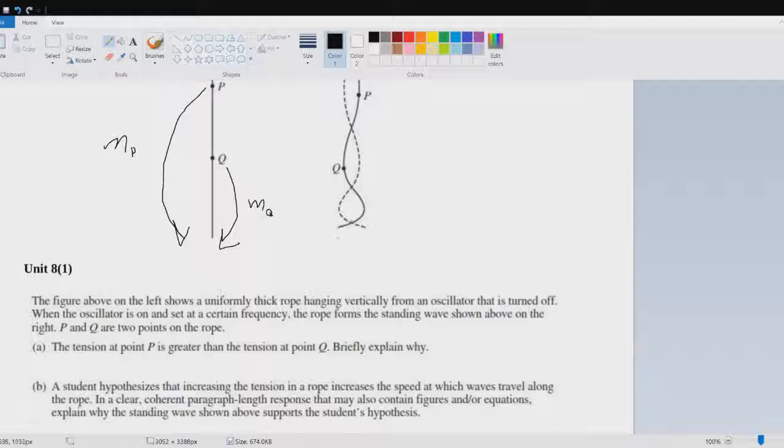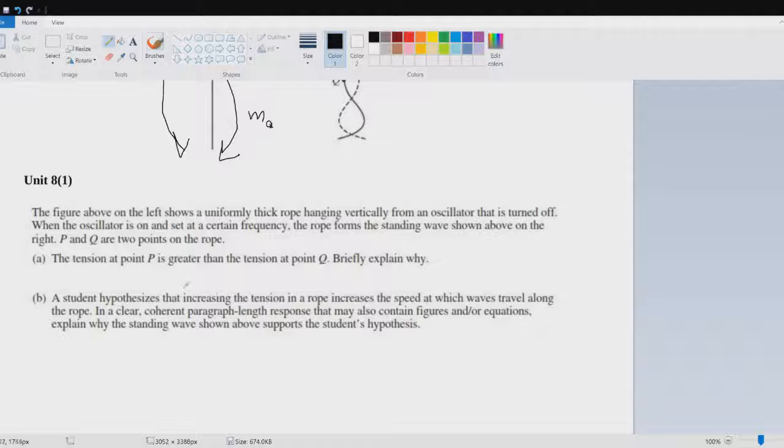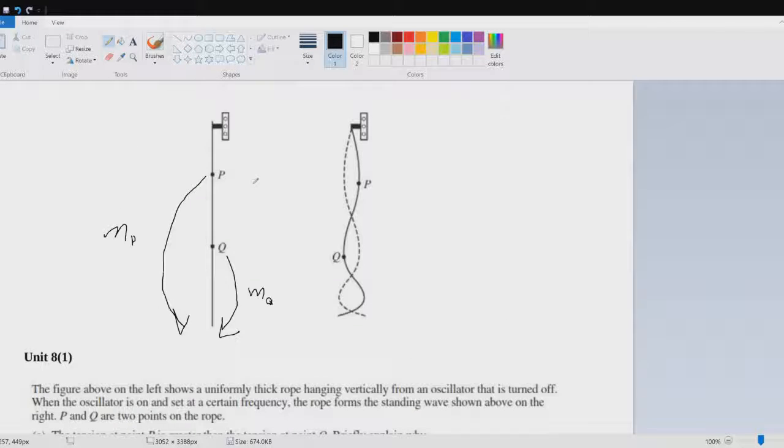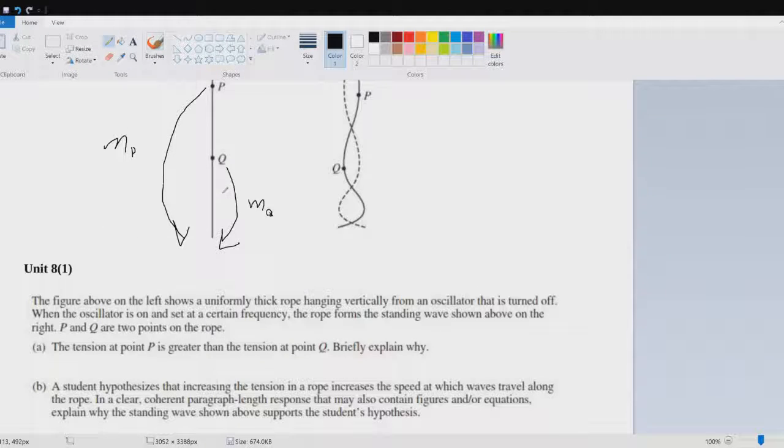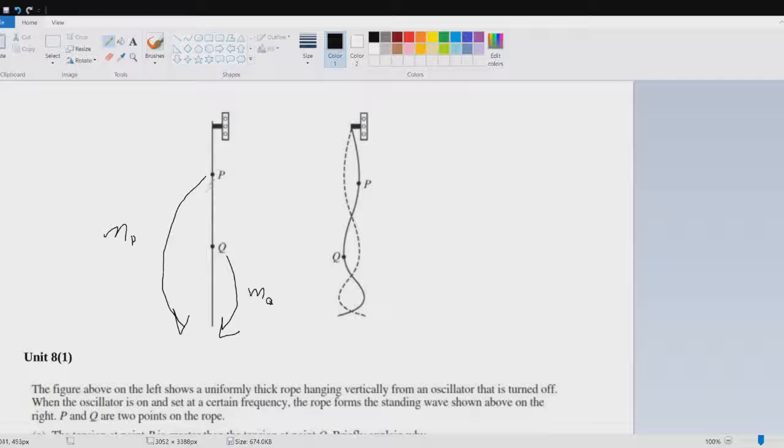Okay, so now we have a simple free response problem regarding waves. The first question asks, why is the tension at point P greater than the tension at point Q? As seen by the picture, we can tell that there's more mass of the rope below point P than there is below point Q.